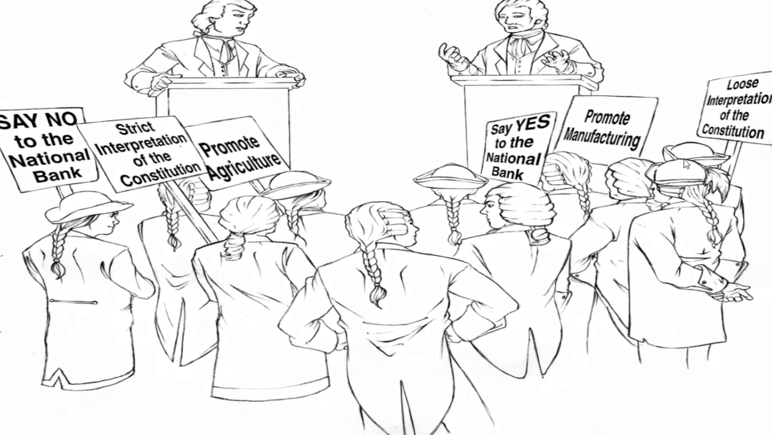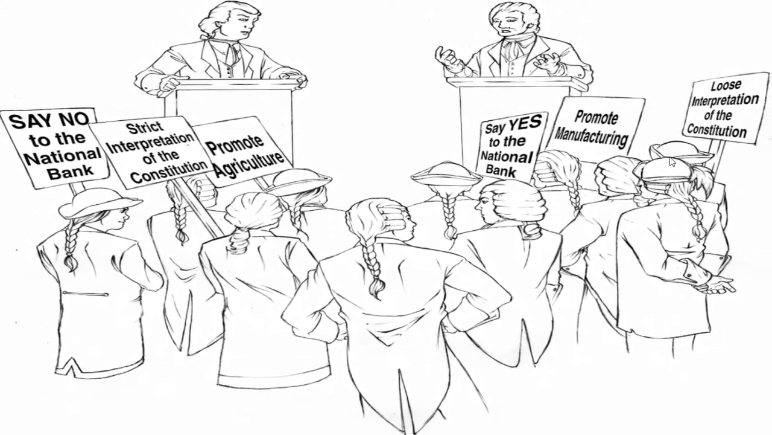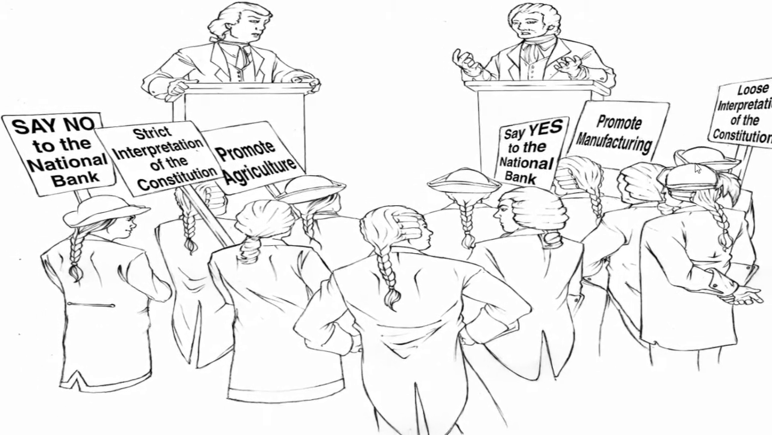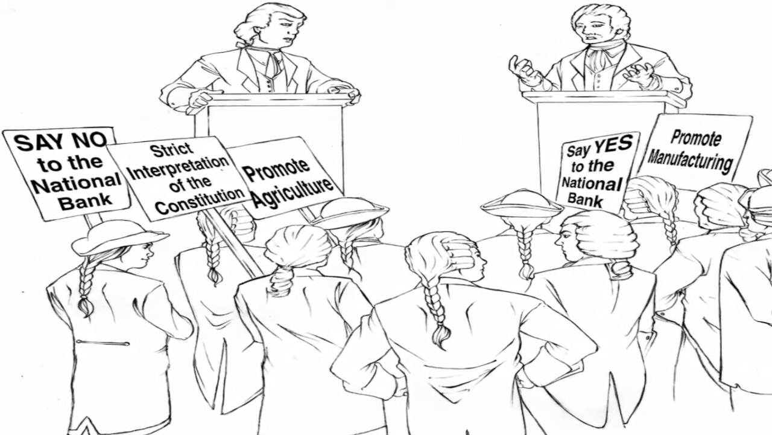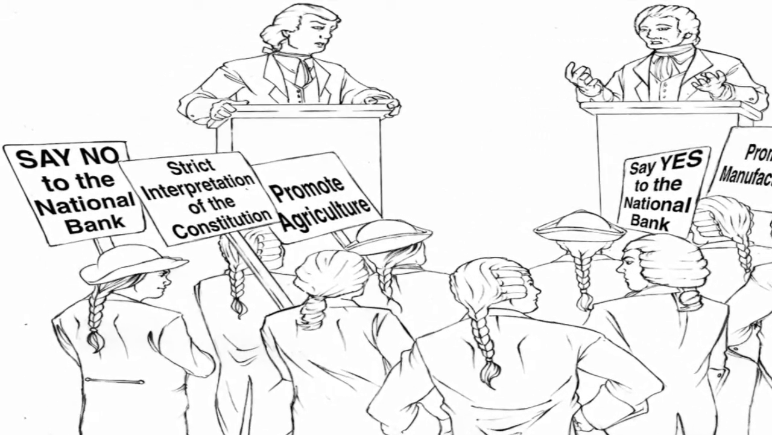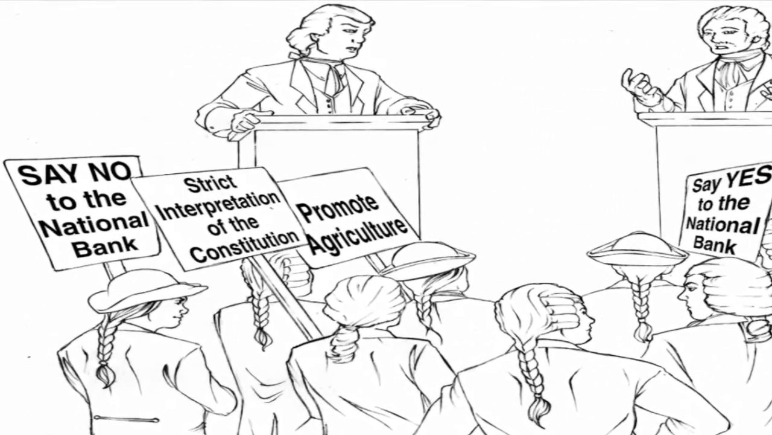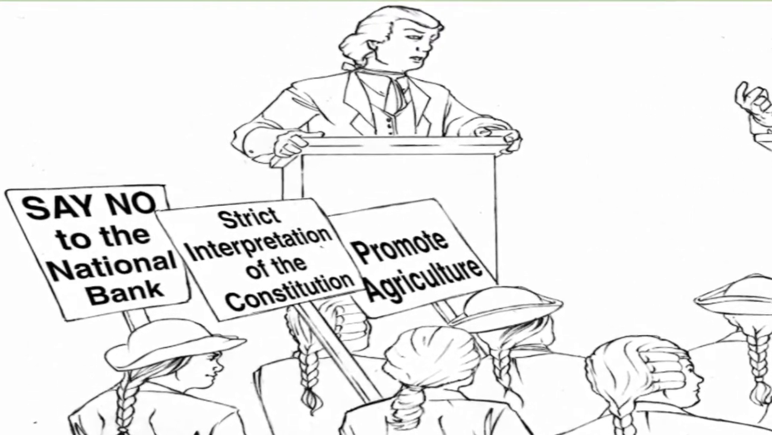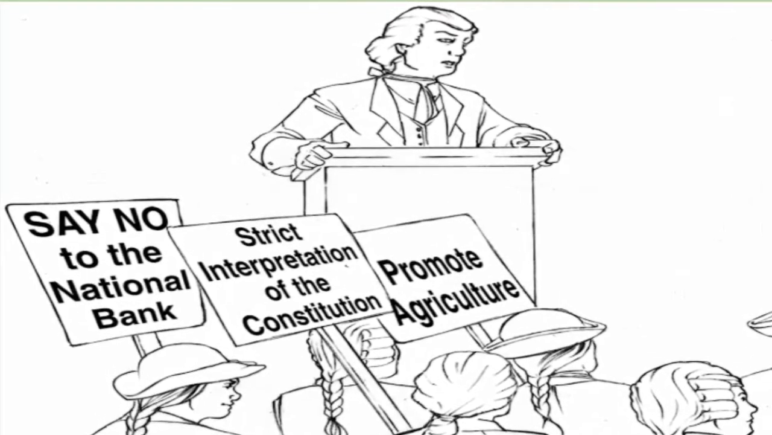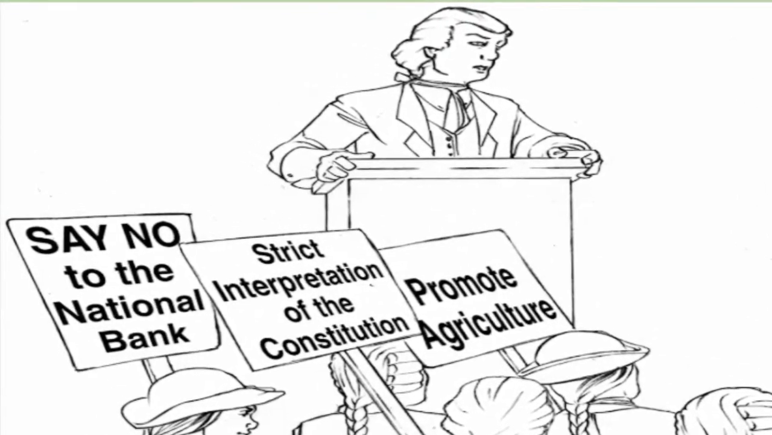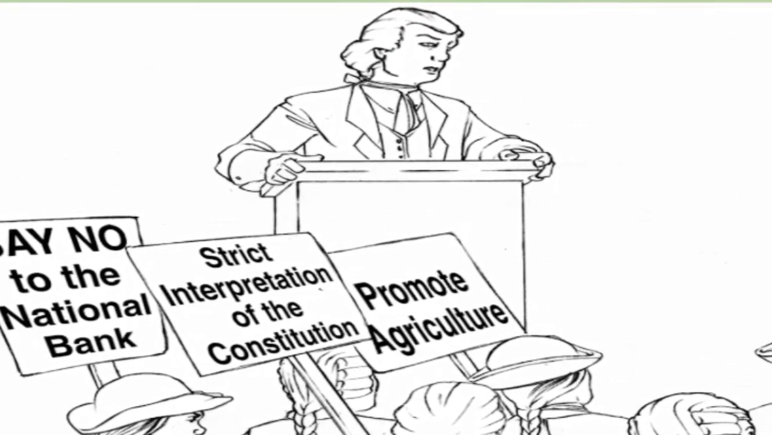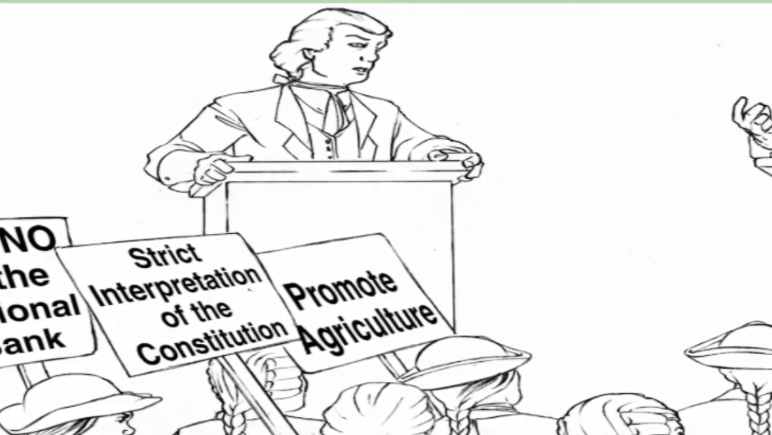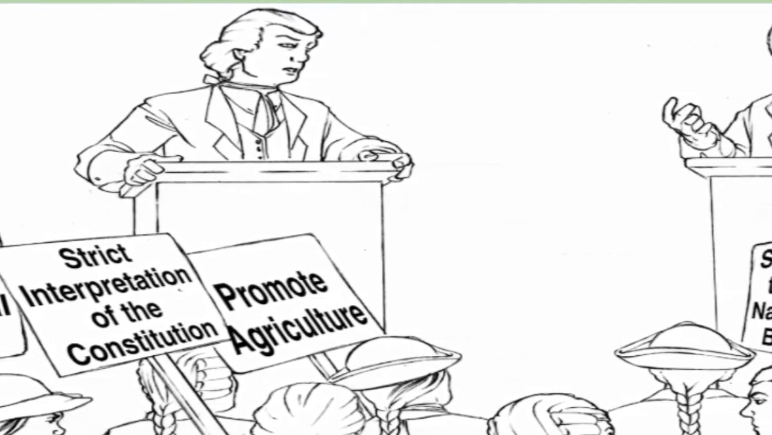The Democratic Republicans, which Thomas Jefferson is the head of that party, believe in a strict interpretation of the Constitution, which means if the Constitution doesn't say it, the federal government shouldn't be allowed to do that. Thomas Jefferson believes, according to the 10th Amendment to the Constitution, that those powers belong to the states.